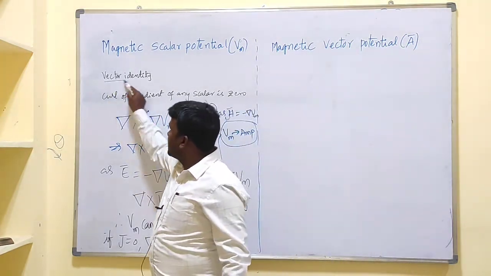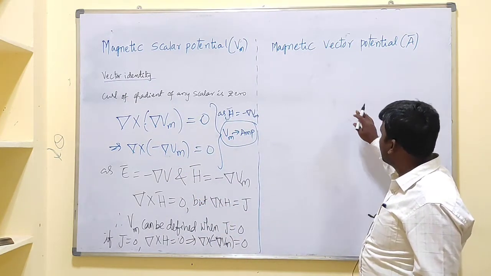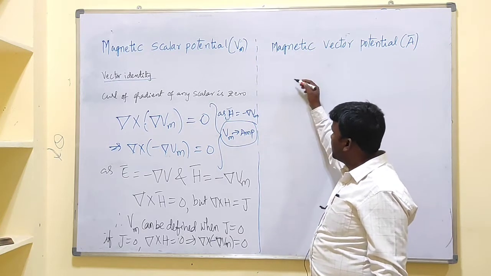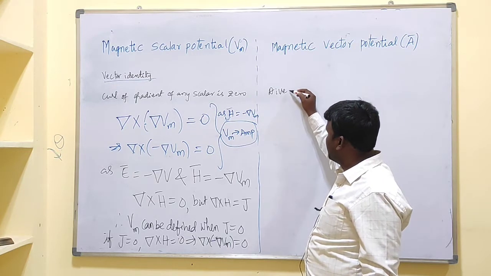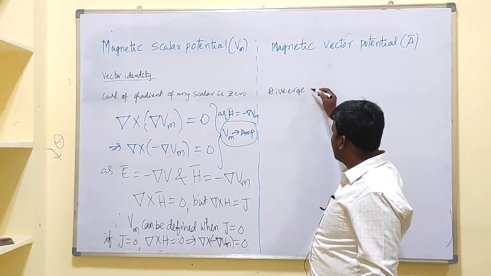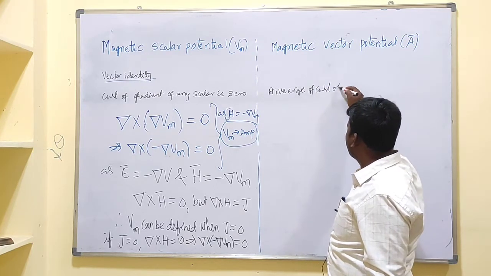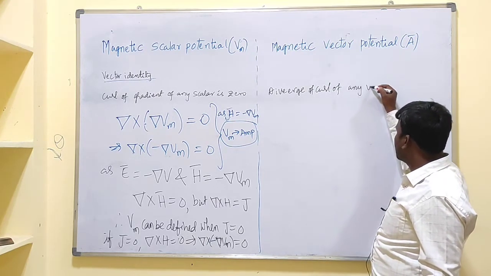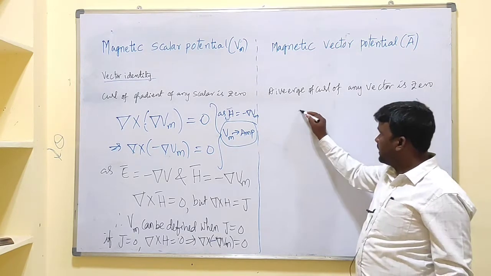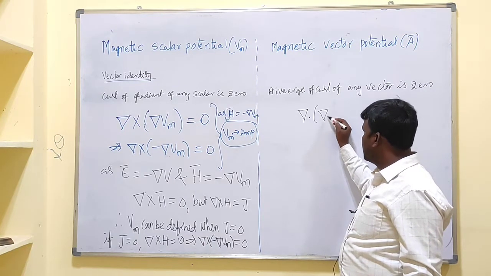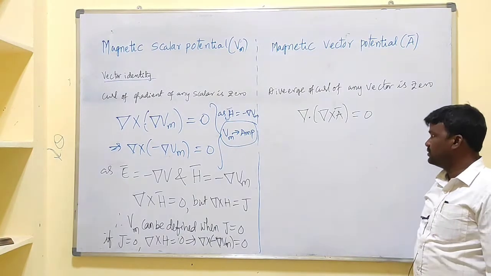Similarly, the magnetic vector potential is also defined or derived with the help of another vector identity. That vector identity is that the divergence of the curl of any vector is 0. Mathematically we can write it as del dot del cross A equal to 0.